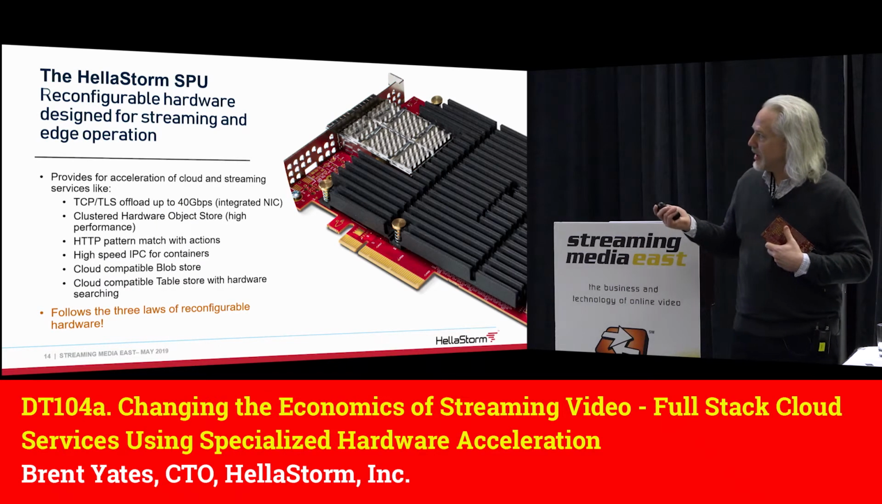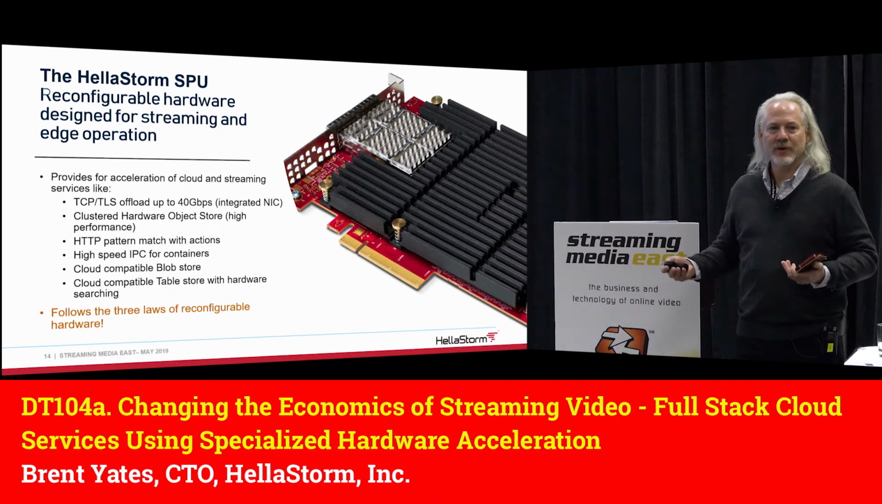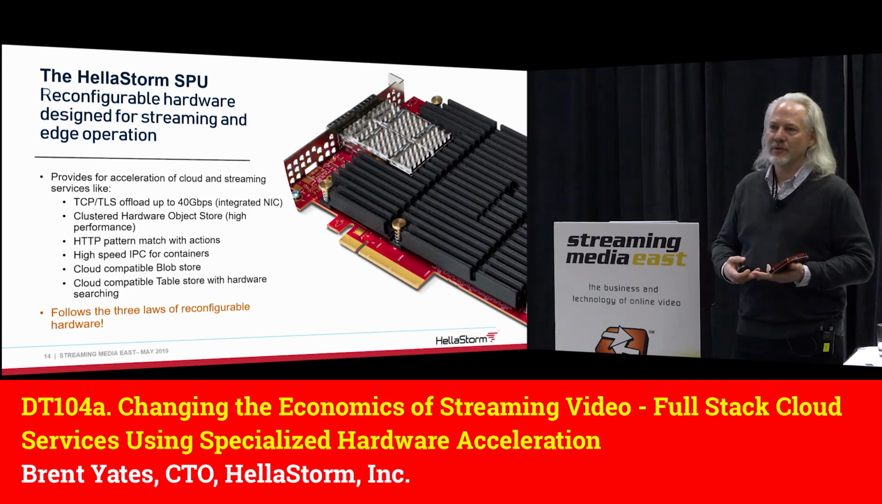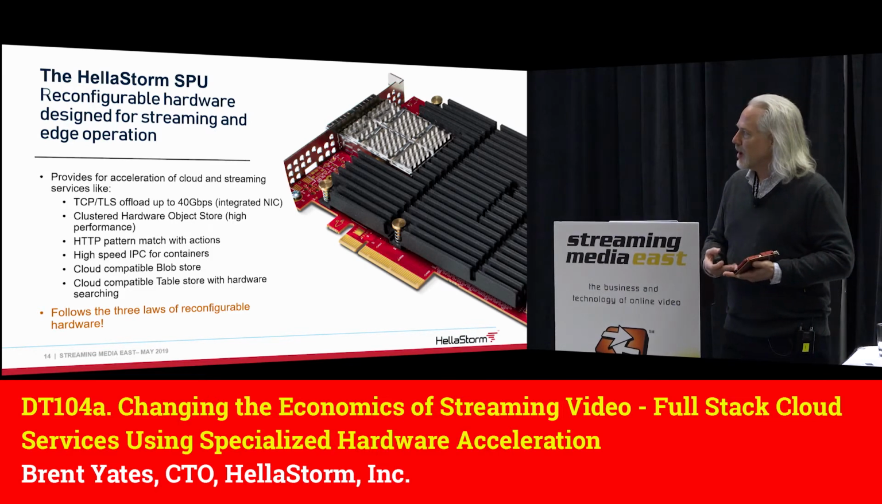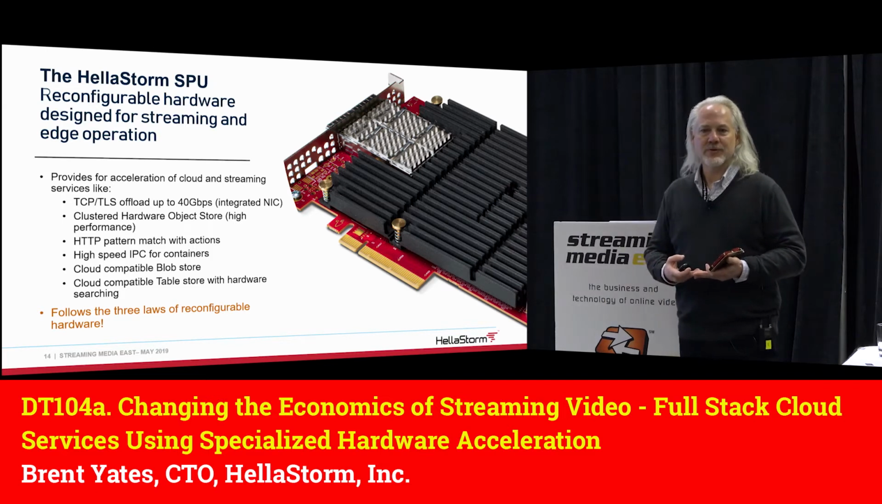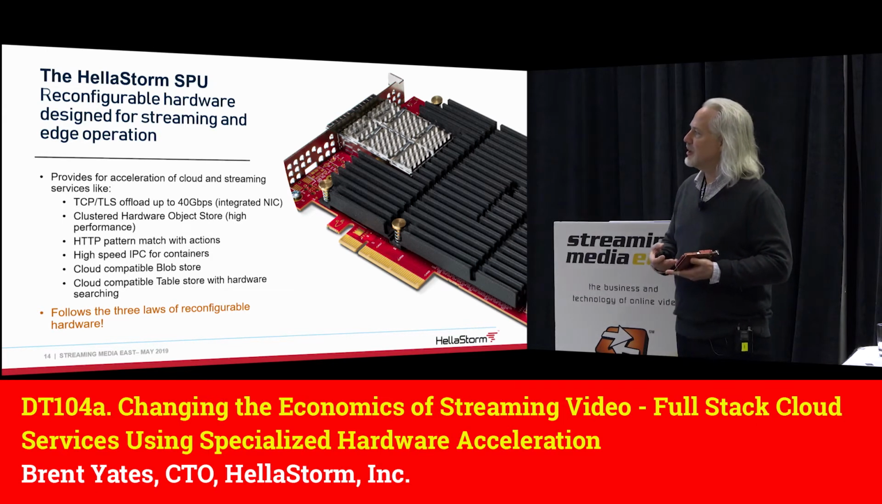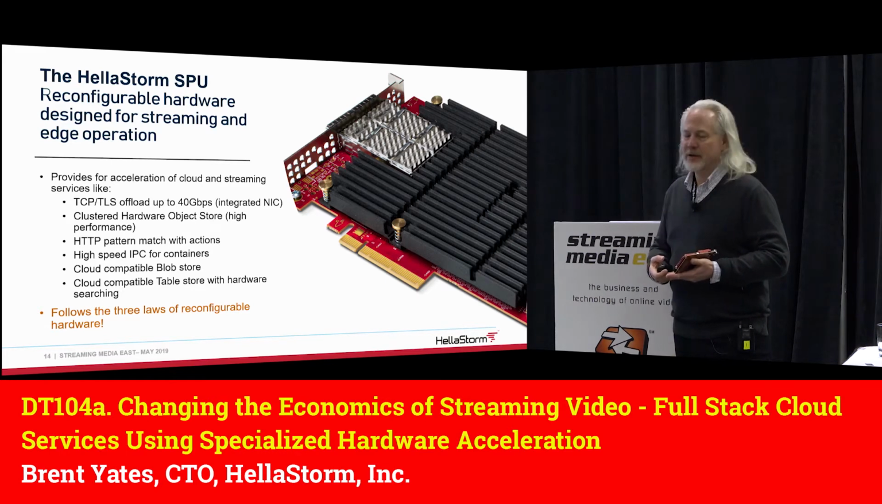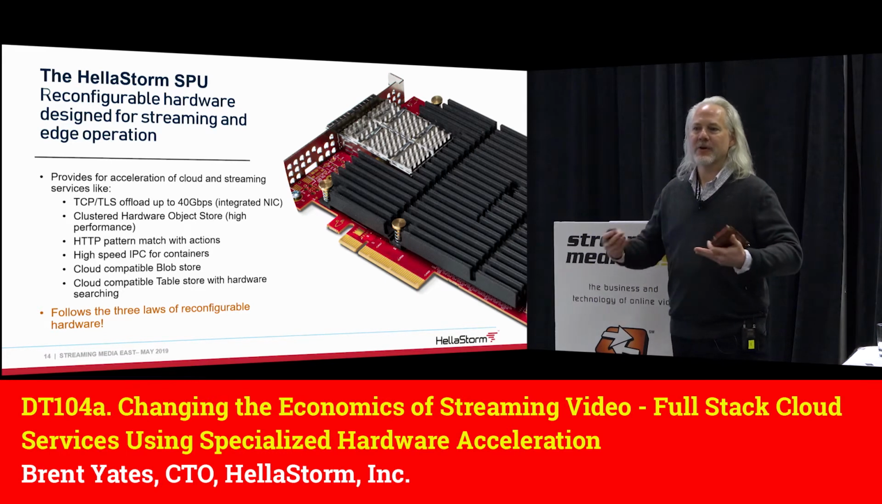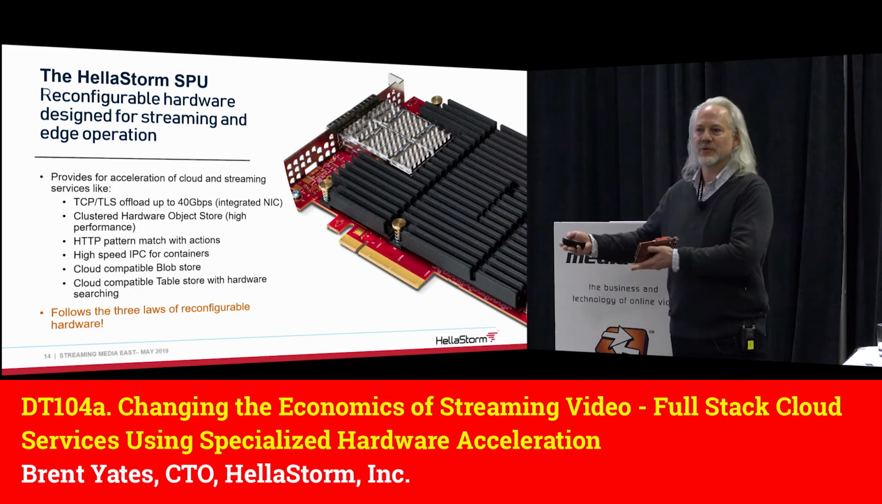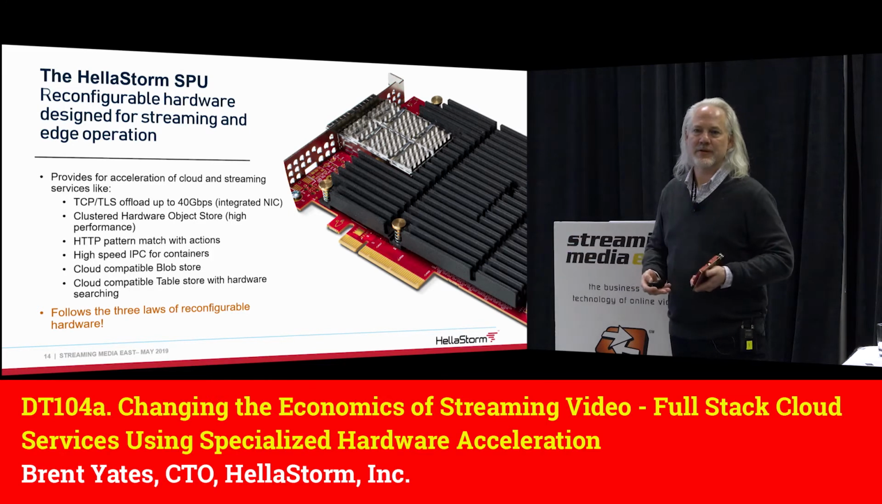So features that we have, kind of the things that we've offloaded. Obviously network performance is one of the big ones. Object store, which is a high performance clustered file system, is a big one. We can do HTTP pattern matching, interprocess communication, cloud type storage operations. These are all examples of things that can be pushed into the specialized hardware that frees the software from having to worry about these common functionalities.